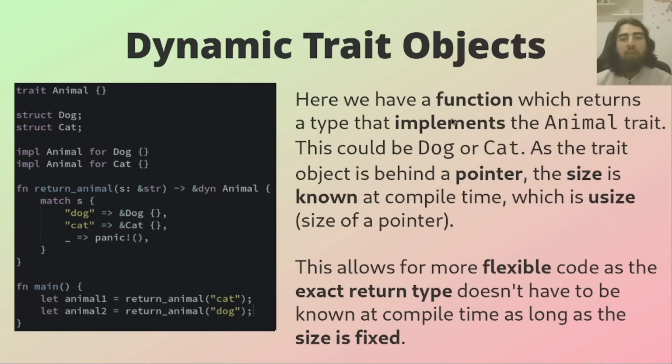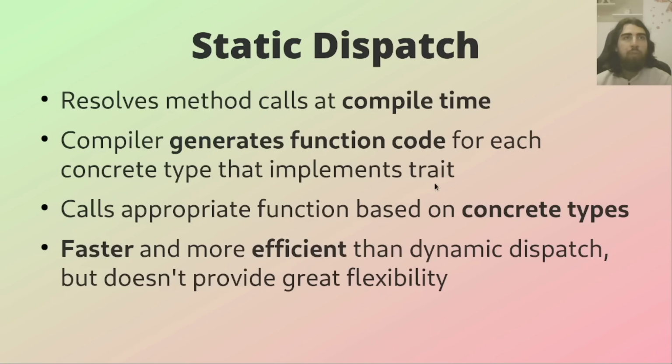So again, here we have a function which returns a type that implements the Animal trait. This could be Dog or Cat. As the trait object is behind a pointer, the size is known at compile time, which is usize, the size of a pointer. This allows for more flexible code as the exact return type doesn't have to be known at compile time as long as the size is fixed. So we don't care anymore about the size of Dog and Cat because they're behind a pointer.